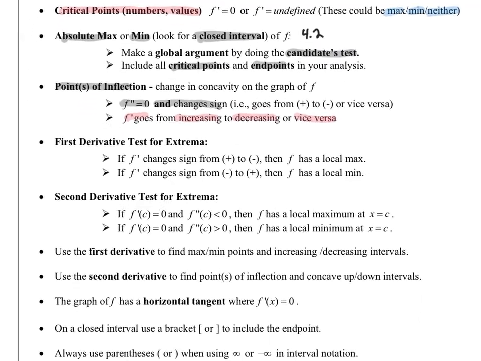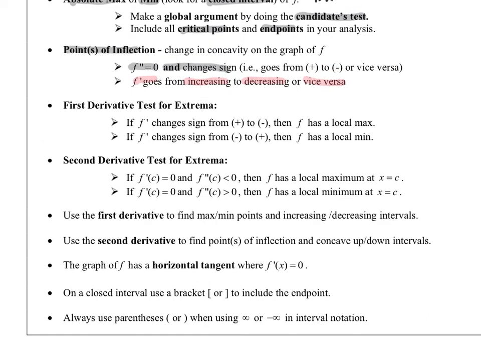Next is our first derivative test for extrema, and this looked at the first derivative to tell if you had a max or a min, and you just paid attention to that sign change. If f prime goes positive to negative, we have a max, and if f prime goes negative to positive, we have a local min. We can also use the second derivative to identify extrema.